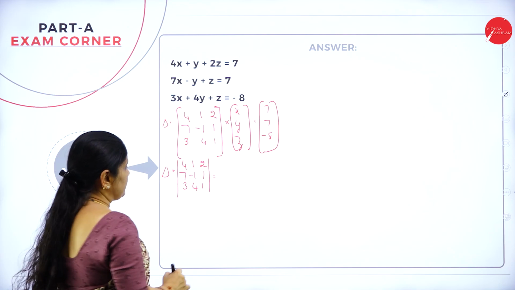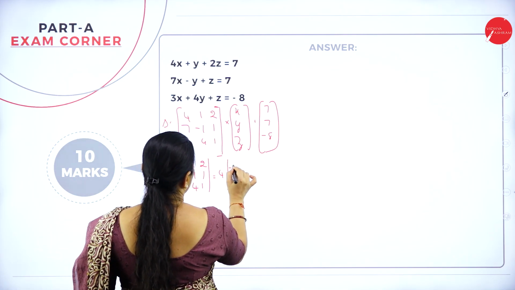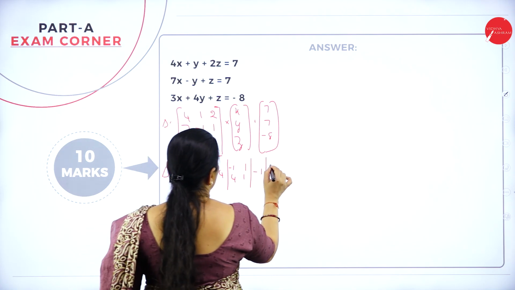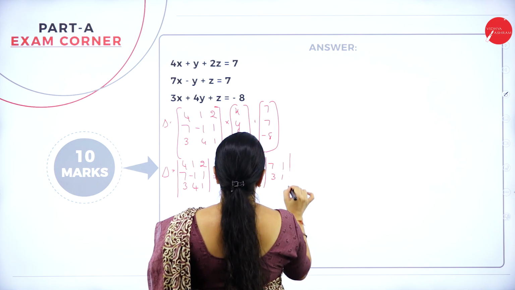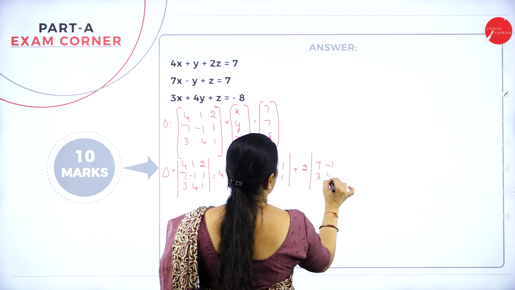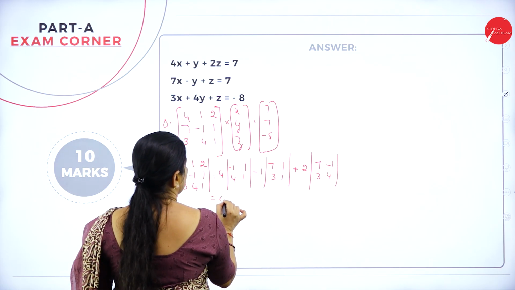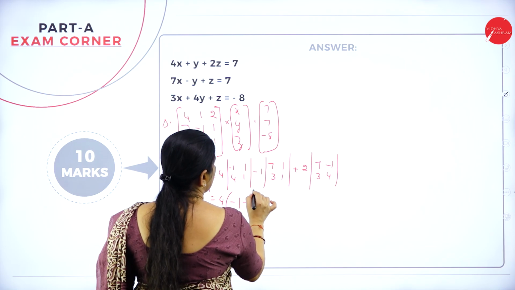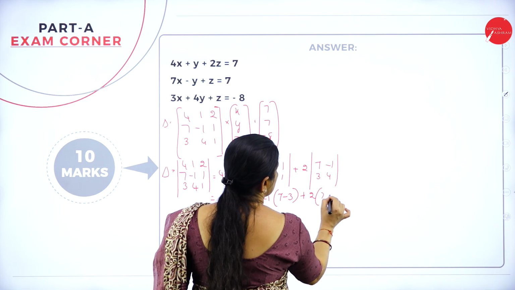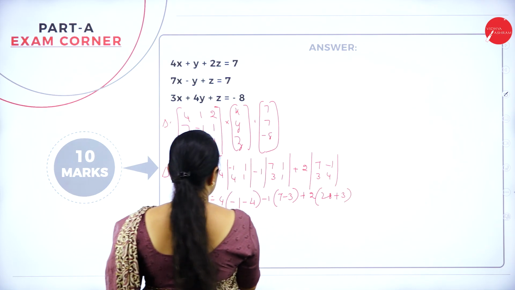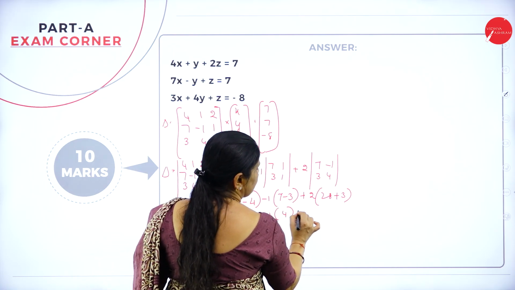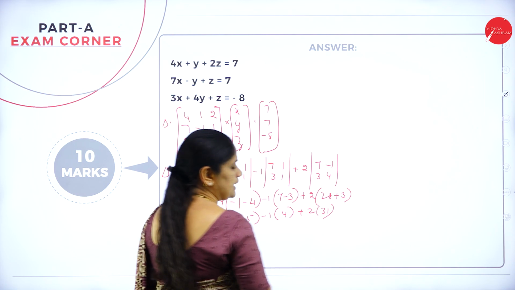Now I have to find the value of the determinant. So this will be 4 into minus 1 1 4 1, minus 1 into 7 1 3 1, plus 2 into 7 minus 1 3 4. So this will be equal to 4 into minus 1 minus 4, minus 1 into 7 minus 3, plus 2 into 28 plus 3. That will be 4 into minus 5, minus 1 into 4, plus 2 into 31.